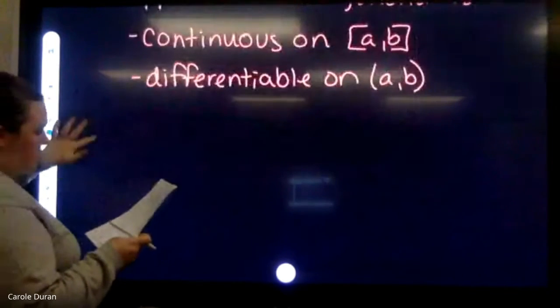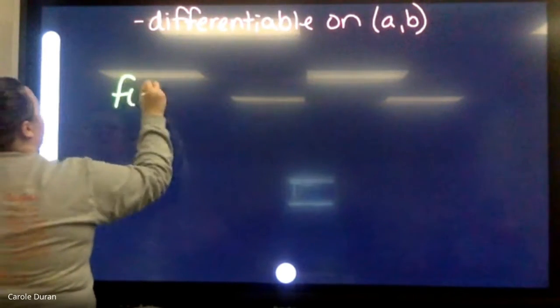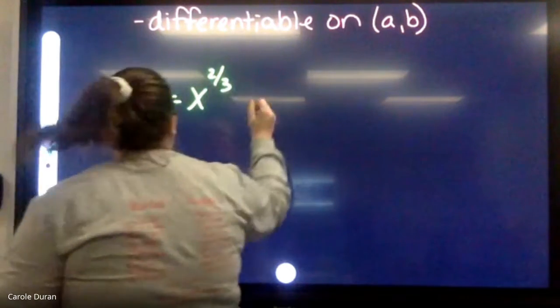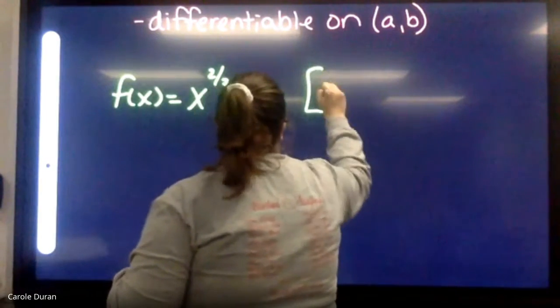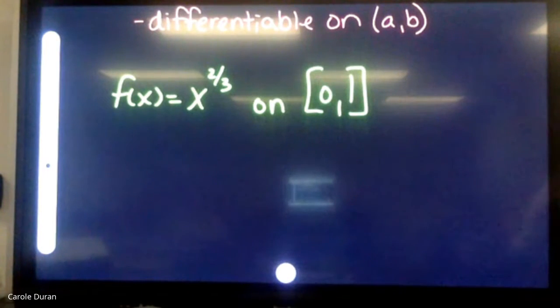So the example I want to start with is f of x equals x to the 2/3 on the interval 0 to 1. Where's this at? Bottom of the first page. Yeah, it's example A.